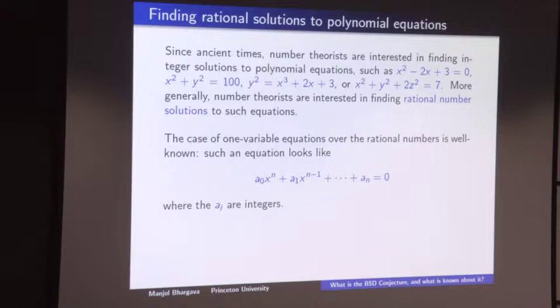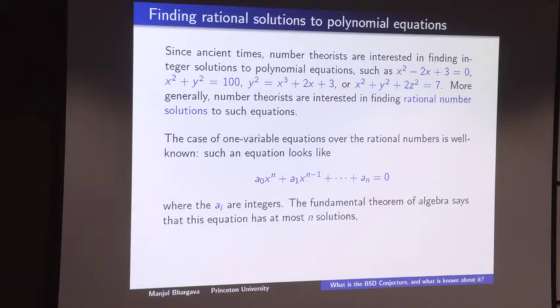The case of one-variable equations over the rational numbers is well known. If it's a polynomial equation, it looks like some degree n polynomial in x equals 0, and you want to know, does it have rational solutions? That we all learn how to do in school. First of all, the fundamental theorem of algebra says that such an equation has at most n roots in the complex numbers. But moreover, and this is something that's really learned in grade school in most cases, the rational solutions can be determined using what's called the rational root theorem: all the rational roots are given by taking factors of the last coefficient, an, and dividing by factors of the coefficient a0. Those are all the possibilities of rational solutions, so you can just try them all, and whichever ones work, those are the rational solutions. So that's the rational root theorem.